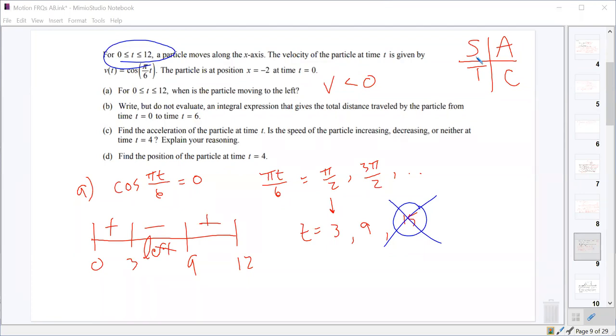All right, so anyway, we know that in the fourth quadrant, cosine is positive because all students take calculus. Even those that shouldn't sometimes. All right, so anyway, we've got from 3 to 9, it's moving to the left, right? Left from 3 to 9. Easy enough.